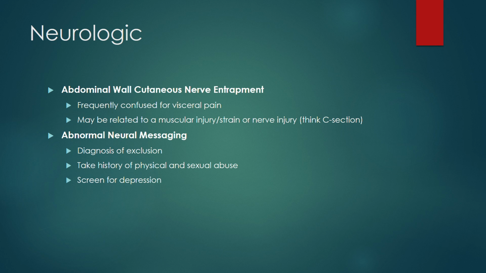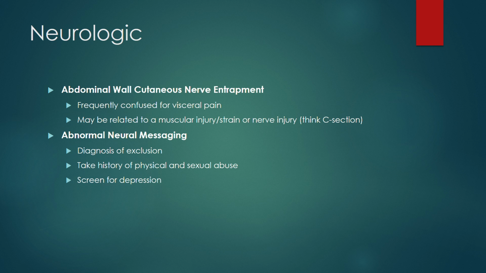It's frequently confused for visceral pain, so often these patients will have extensive workups looking for the cause of the visceral pain, but they need not look further than the surface. And then this picture of abnormal neural messaging is a messy one, and often is a diagnosis of exclusion after we've looked at some of these other factors.